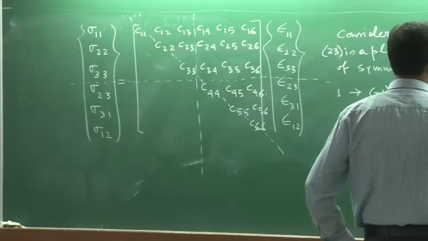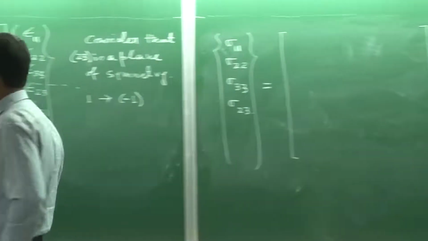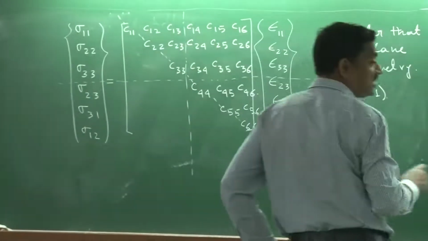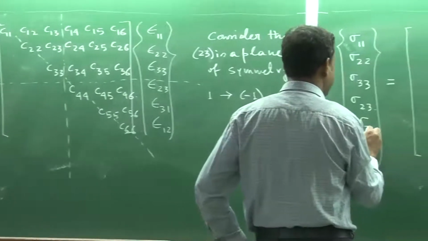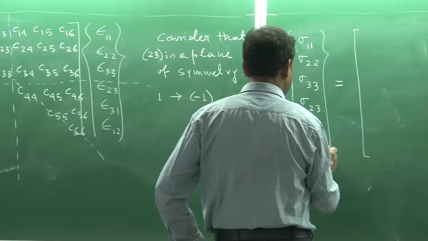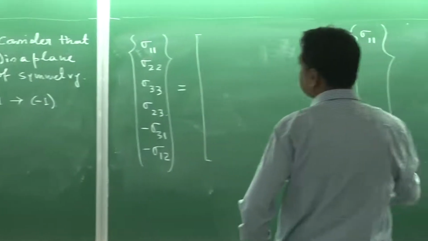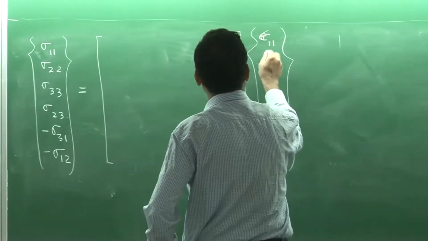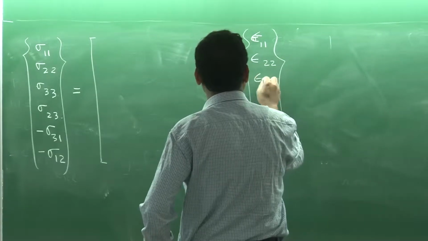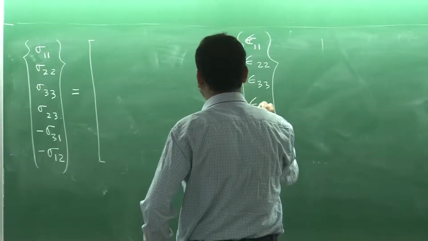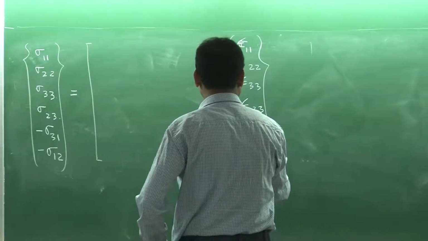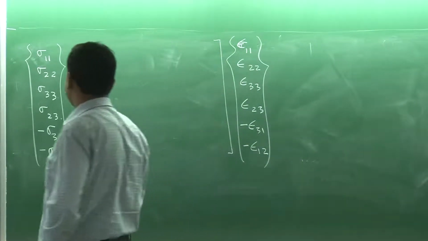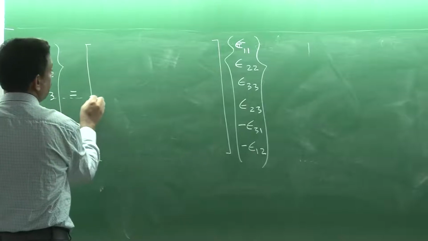Sigma 2 3 will not change, because I am reflecting 1 with respect to minus 1 and 2 3 has nothing to do with it. But sigma 3 1 is changing, because sigma 3 will be 3 but 1 will be minus 1. So minus sigma 3 1 and minus sigma 1 2. Similarly, here it is epsilon 1 1, epsilon 2 2, epsilon 3 3, epsilon 2 3, minus epsilon 3 1, minus epsilon 1 2. Okay. You understand that?